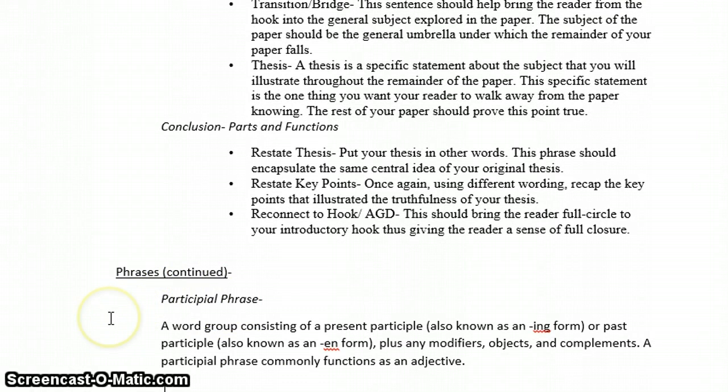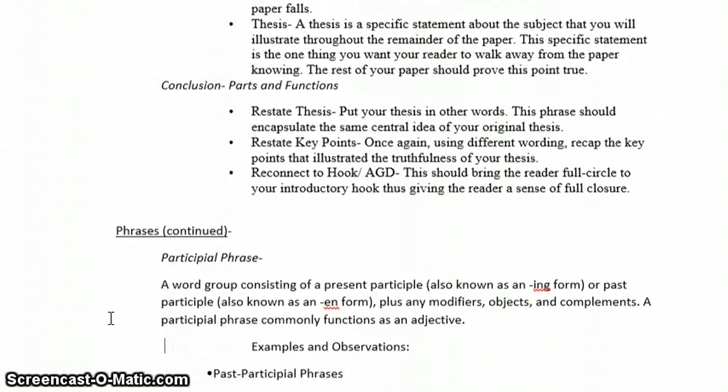The participial phrase is a word group that consists of a present participle, which is also the ing form of a verb, or a past participle, which is the n form or the en form, plus any modifiers, objects, and complements that go with it. So that seems pretty intense, but hopefully we'll be able to break it down a little bit more easily and hopefully help you see exactly what that is. So participial phrases often function as adjectives that help describe a noun and help us get a more full picture of a noun. So let's look at some examples and observations.